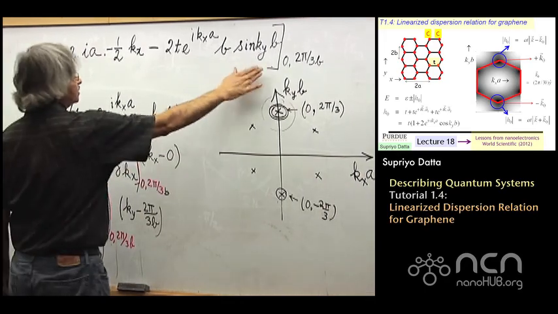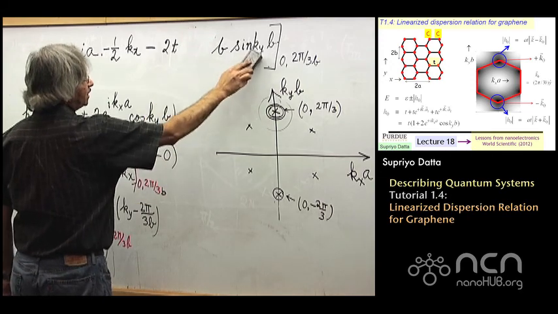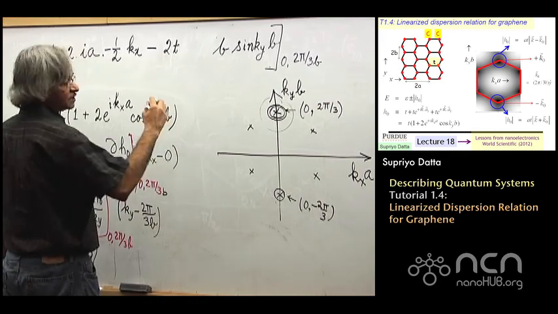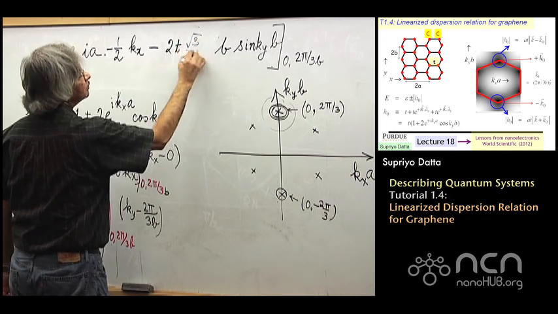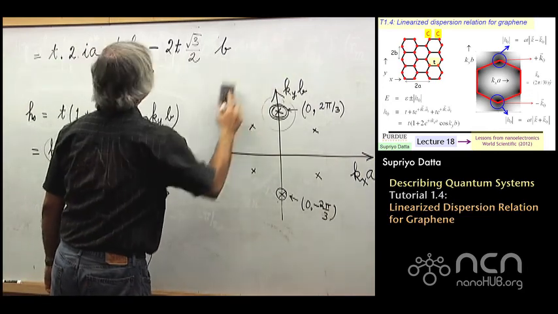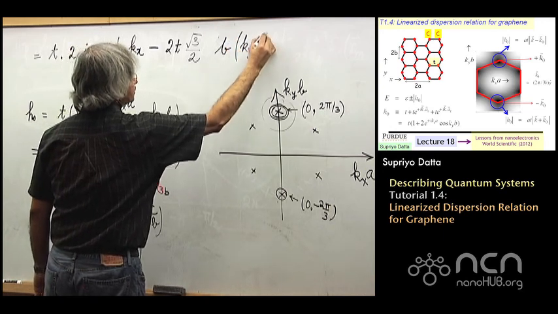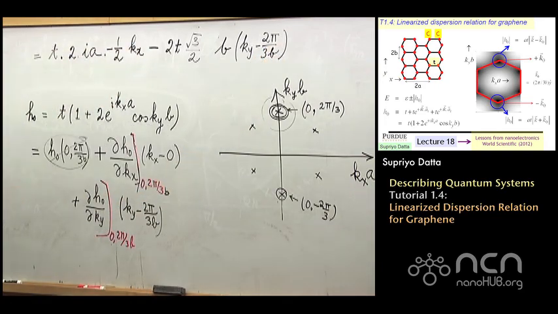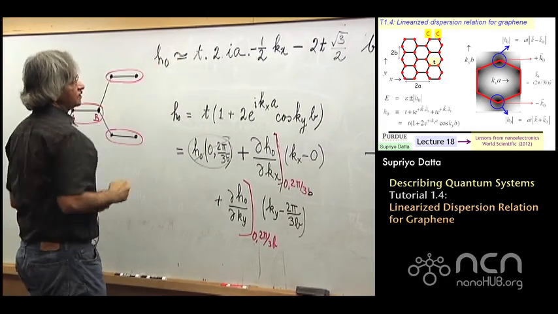So again, when I put in the 0, I'll lose this exponential factor. When I put sine kyb, I'll get sine 2 pi over 3, which is square root 3 over 2, because sine 120 degrees is like sine 60 degrees. That's for the sine, and the b is there. So this then multiplies ky minus 2 pi over 3b. So this is what I'd call the linearized version of H. So this is H0, rather. This is the linearized version.